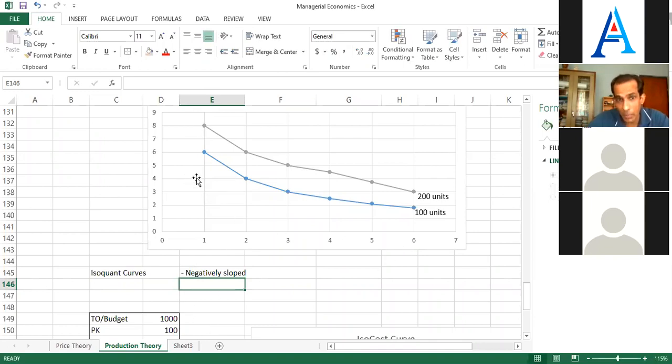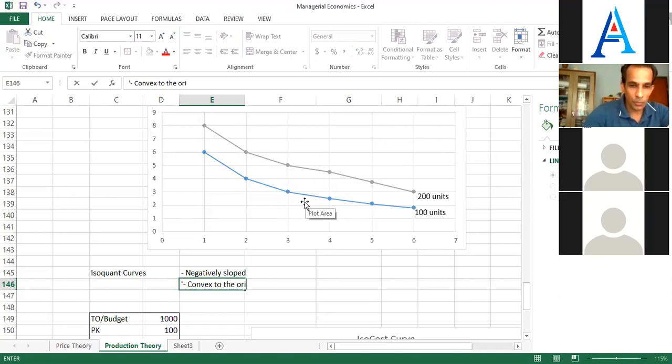And what is this shape? Not only negatively sloped, right? Usually the isoquant curve will not be a straight line. Why? What is this shape? For this shape, we use a special term, and I think I mentioned it very briefly when we talked about the production possibility curve in the first session. Convex to the origin. Isoquant curves are convex to the origin, right?